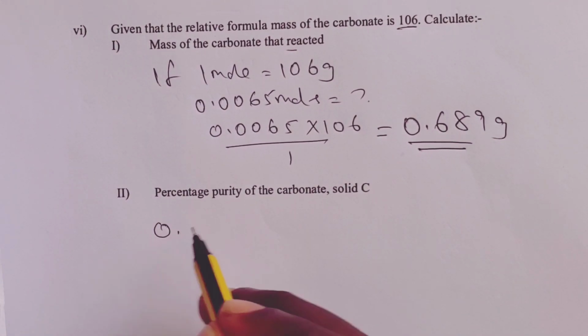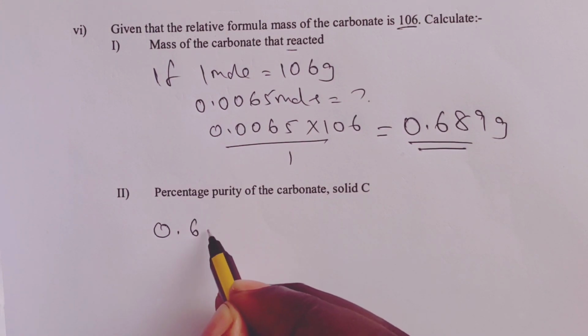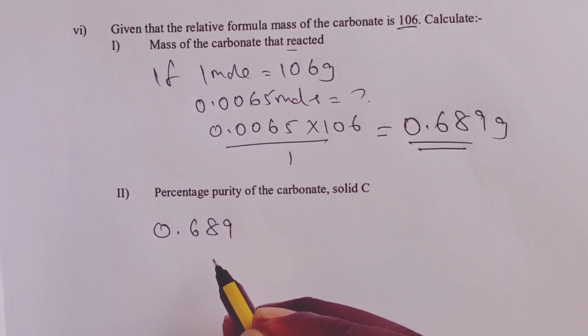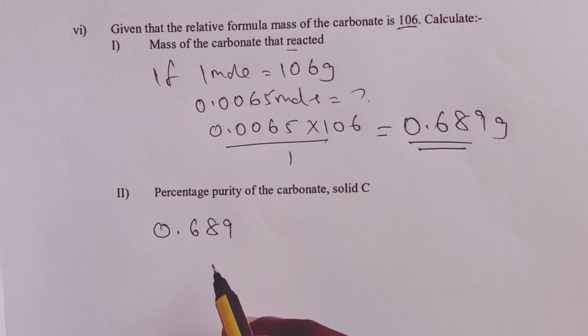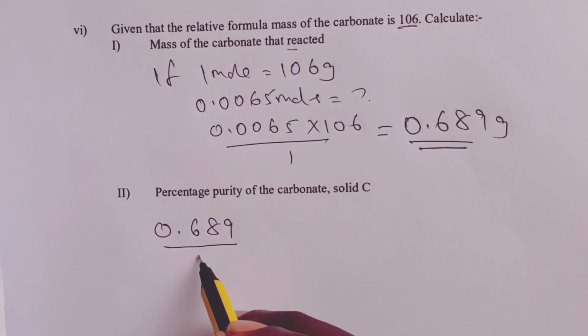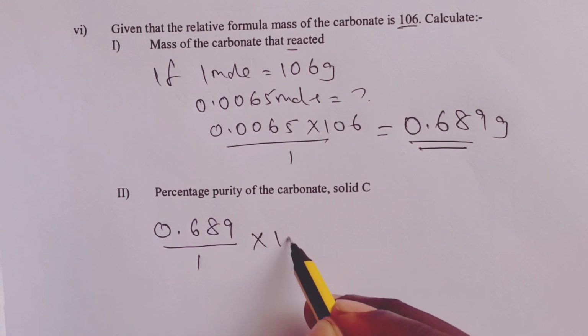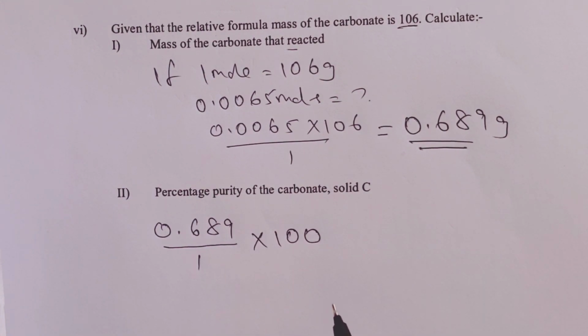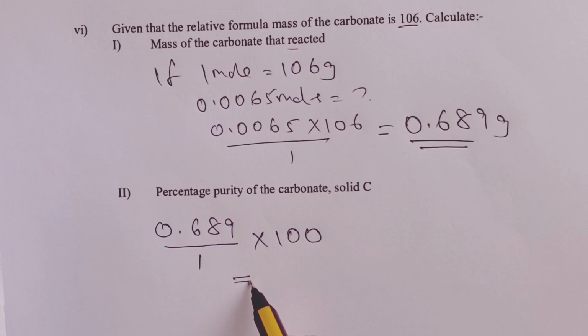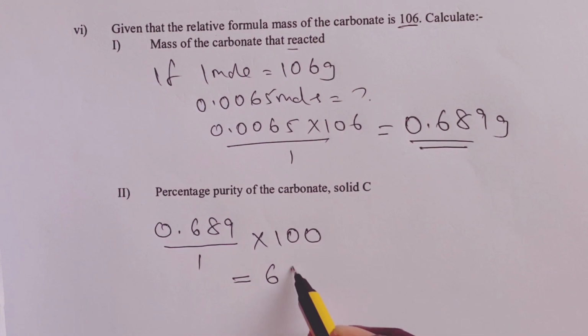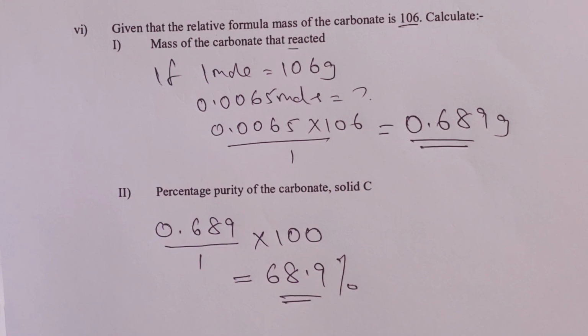Finally, we are asked the percentage purity of the carbonate. The pure carbonate, actually what took part in the reaction, was 0.689 grams. Originally, we were provided with 1 gram of an impure carbonate, so then we multiply by 100 to get percentage purity. This gives us 68.9% pure carbonate.